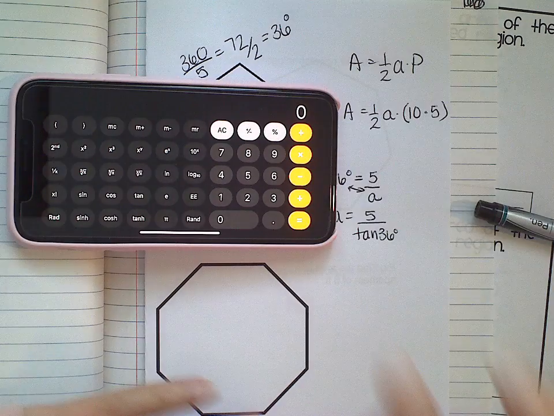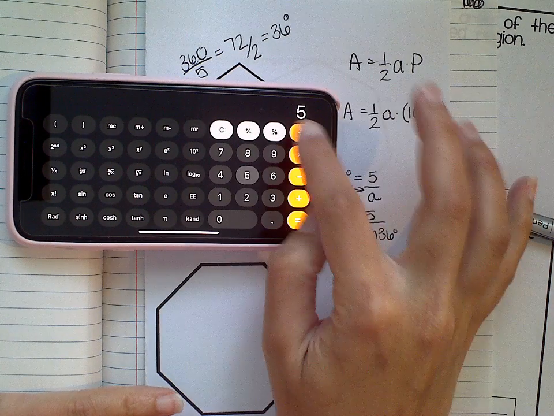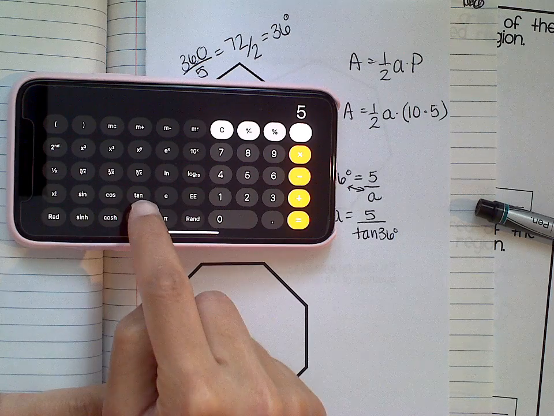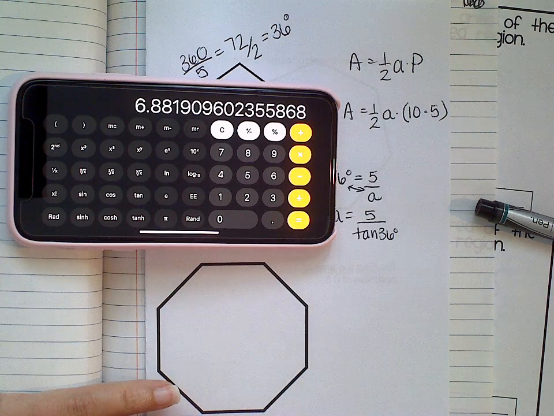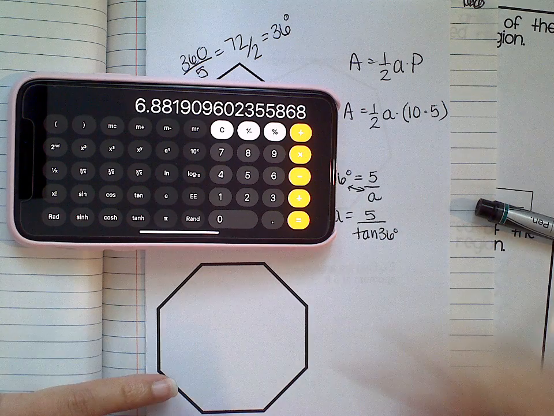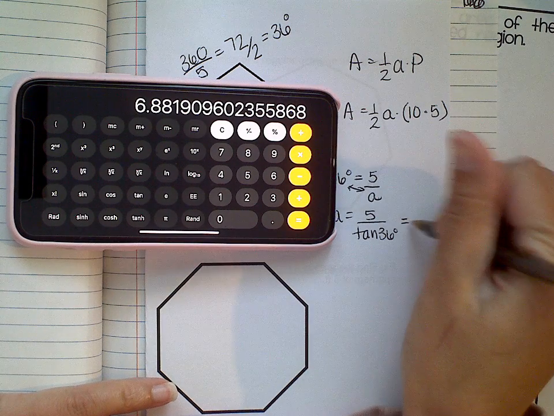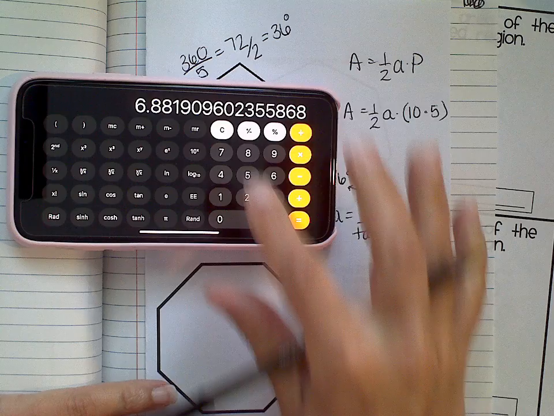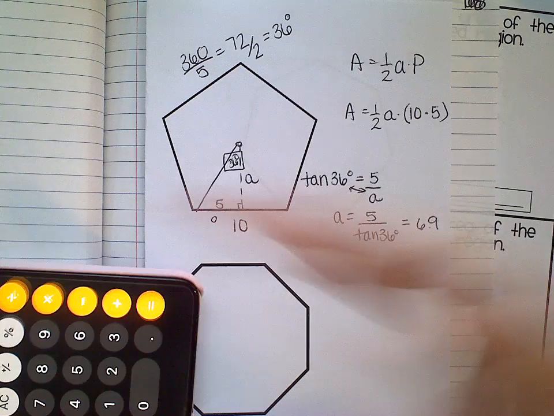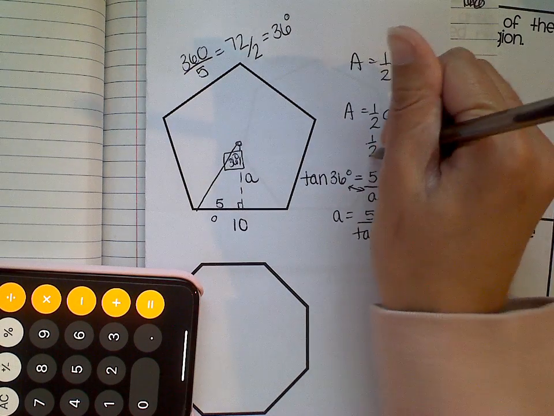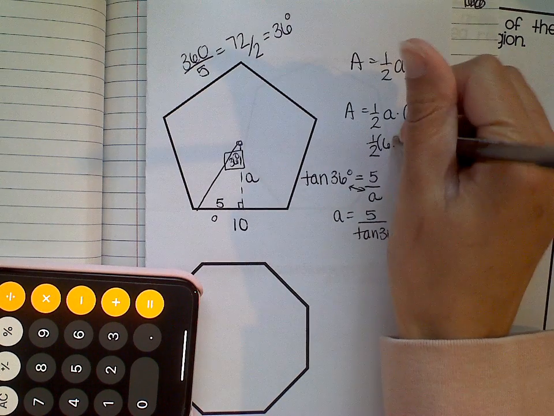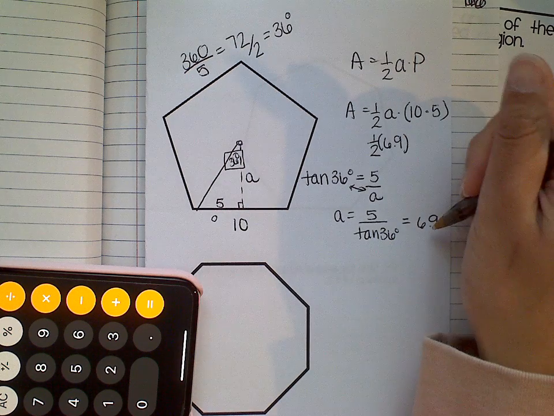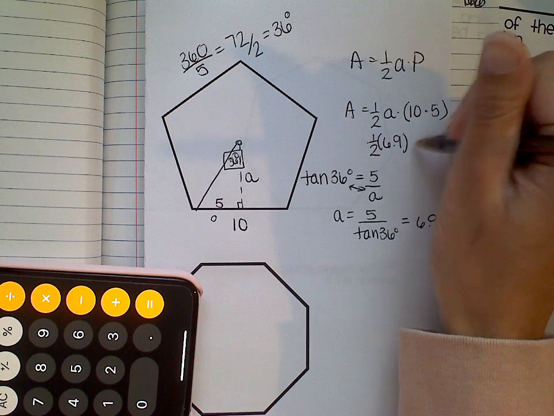So we're going to type in 5 divided by tangent 36. So we do 36 tangent equals, which is going to be, we'll go with 6.9 for the length of our apothem. Now that I have that, I can fill that into my formula. So we got half times 6.9, which is just an approximation now because I had to round that, which is fine.